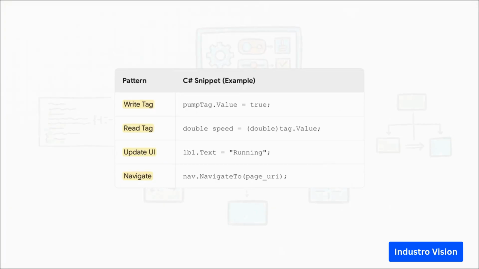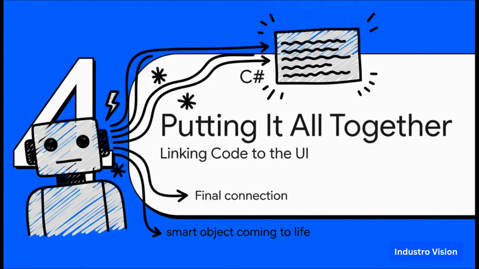And check this out. This is like a little cookbook of the most common things you'll want to do. And just look at how clean that code is. You want to write to a tag? You grab the variable, you set its value. Done. You want to read a speed? You grab the tag from the project. You can even find a label on the screen and change its text, or tell the main window to navigate to a different page, all from your script. This is your toolkit.